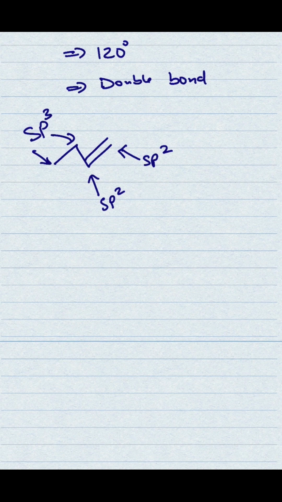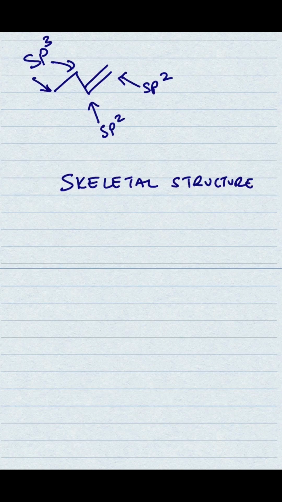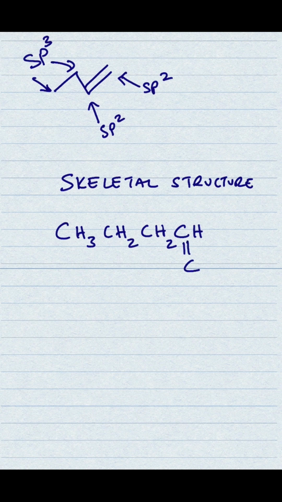Okay, next, skeletal structure. Now this is where we use lines instead of carbons to draw organic molecules. So for example, if you have a CH3, CH2, CH2, and then CH, and then a double bond carbon, H and H, you'll see that we have carbon number 1, 2, 3, 4, and 5 carbons.